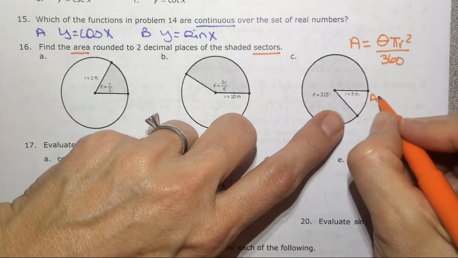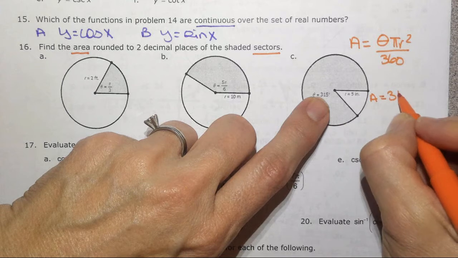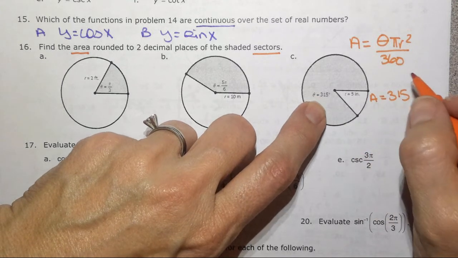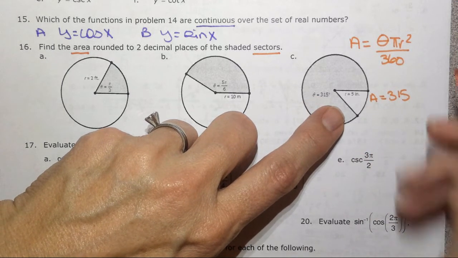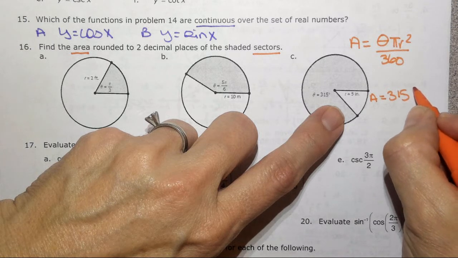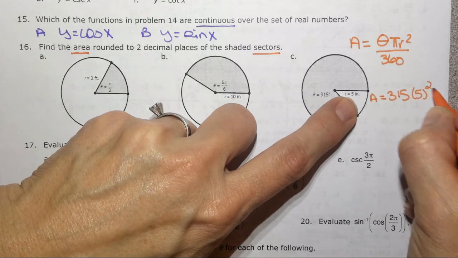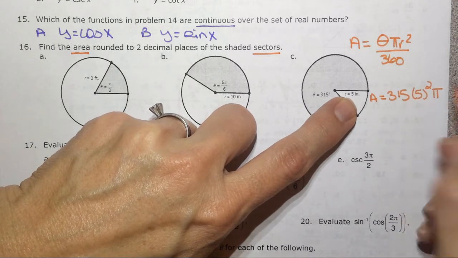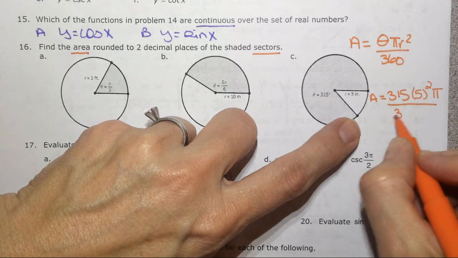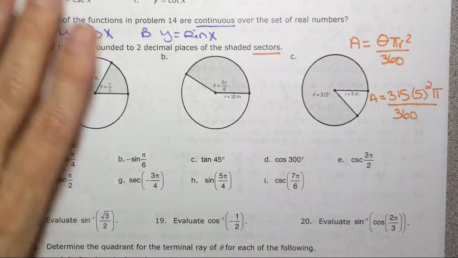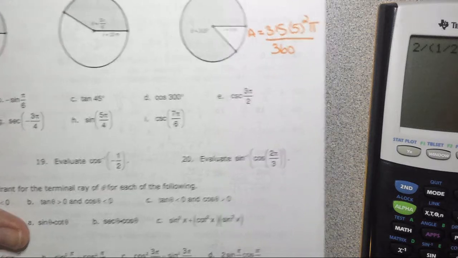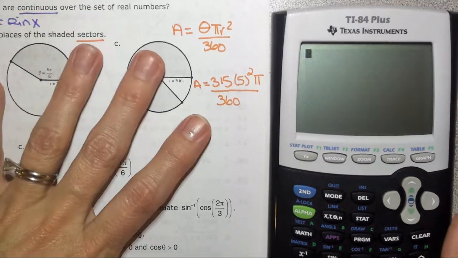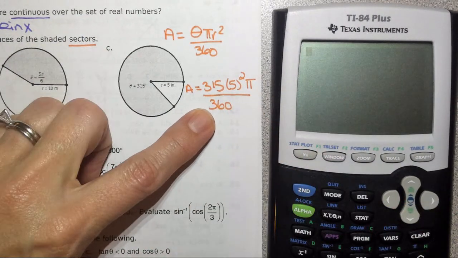So I'm just going to go plug in. Area equals 315, that's my theta, times 5 squared times pi. I'm going to leave my pi right there at the end, all divided by 360. Now they are not going to leave the answer in terms of pi, so this time when I type it in, I'm actually going to type in my pi button.